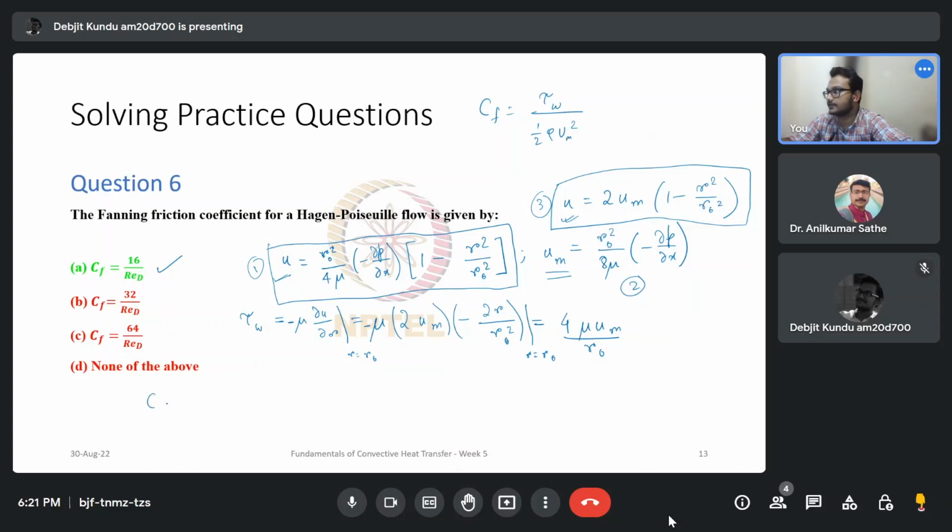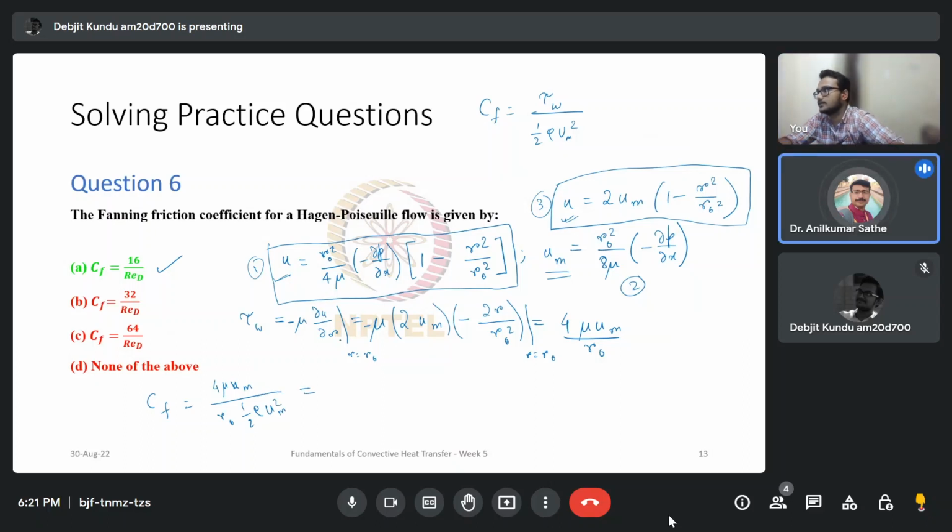So now CF, I'm writing it down. I'm simply replacing tau W over here. So we know that to be 4 mu by R naught, and under it over here we have half rho u squared. One gets cancelled. This 2, if we put it up, it becomes 8.